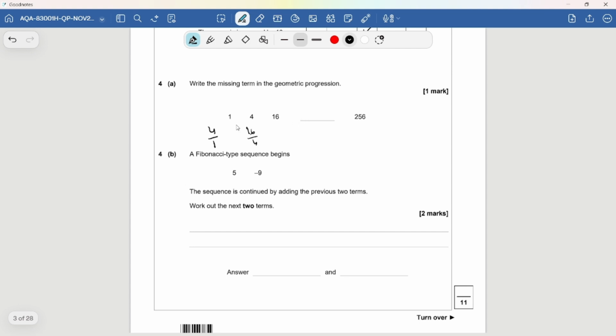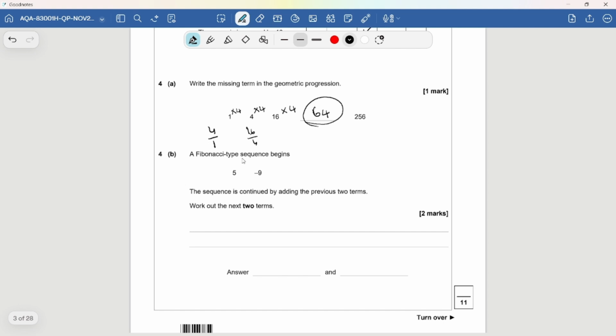Well, instead of doing all that, we can do one thing here. We see the first term is 1, the next term is 4. So what do I need to do to 1 to make it 4? I do times 4. So the next term will be times 4 again. The next will be times 4. So 16 times 4 is 64. The answer for this is 64.